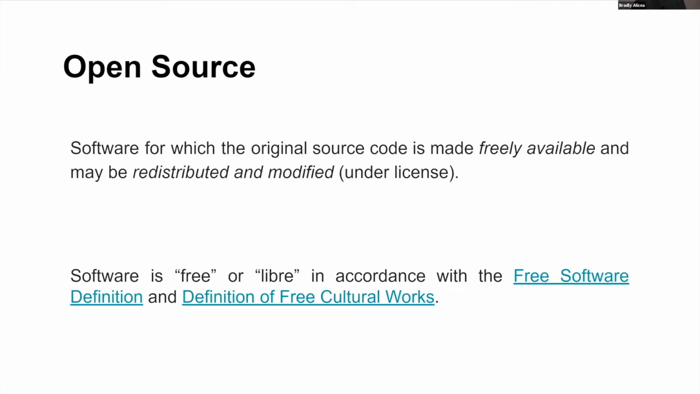So when I say open source, what do I mean? Now, when I say open source, I mean that it's software. So it's a piece of computer software for which the original source code is made freely available and may be redistributed and modified under a specific license. So if you're familiar with Linux, that's an open source platform. You have software, it has a license determining how you can use that.